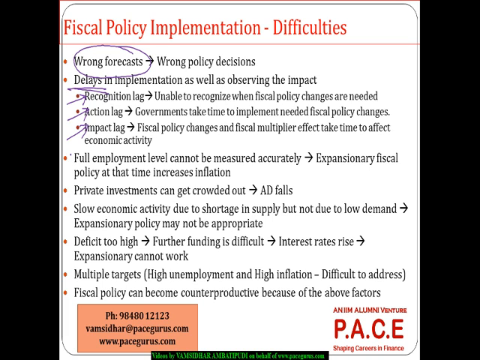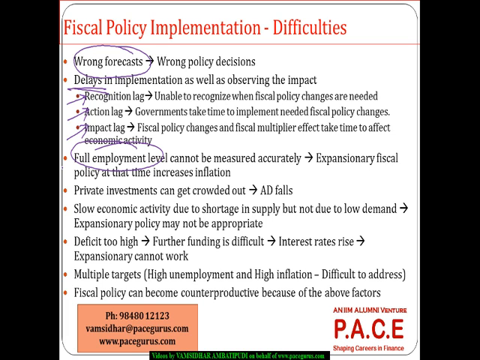Even if we are looking at a fiscal multiplier effect, the moment the government spends, it takes some time for the people to consume that amount, and that consumed amount again reaching the seller, and that seller again paying taxes. It's going to take a huge amount of time for that fiscal multiplier effect to take shape. So there are other practical difficulties, such as how do I measure what the full employment level is? There is no objective measure of the full employment level.